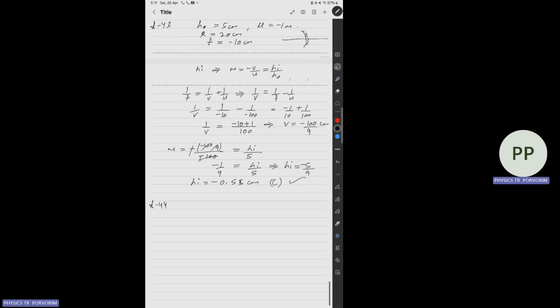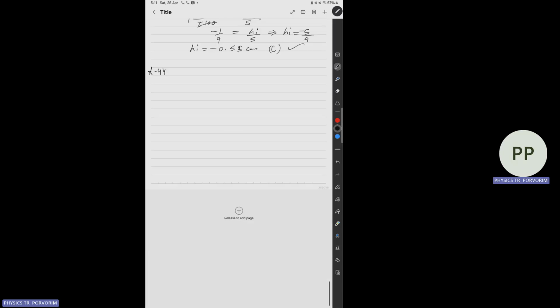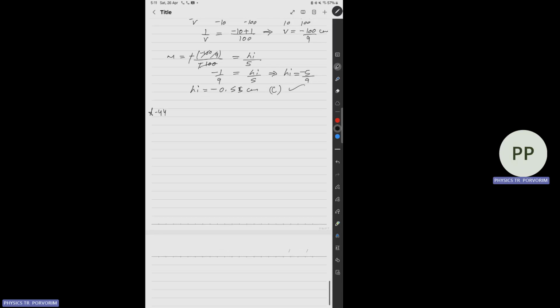44th question. A plano-convex lens is made of glass of refractive index mu equal to 1.5. The radius of curvature of the convex surface is R. We have to calculate the focal length. So let us draw the plano-convex lens. So focal length is given by 1 by f equals mu minus 1 times 1 by R1 minus 1 by R2.